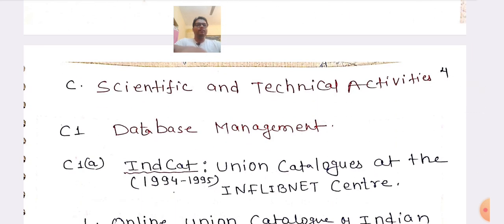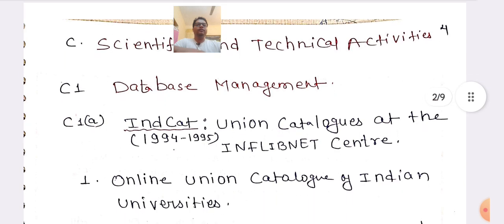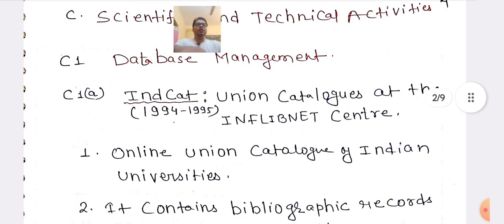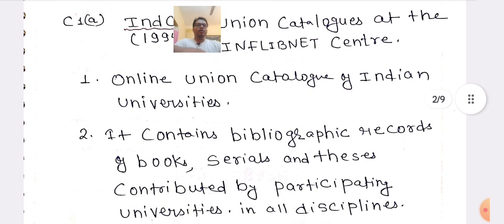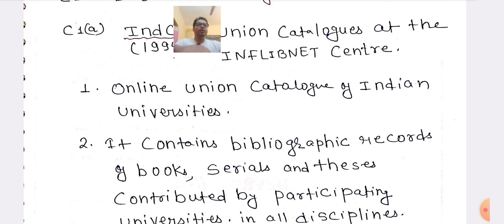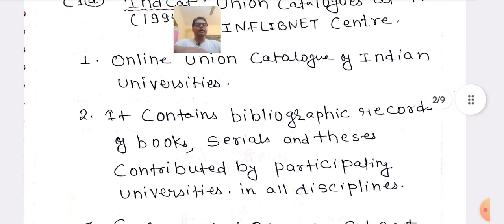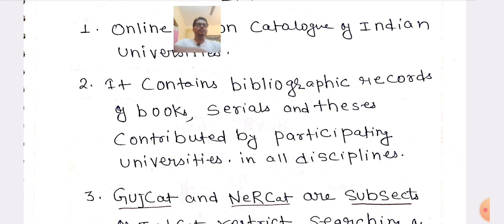Now we have to discuss the scientific and technical activities of INFLIBNET. The first is the database management of INFLIBNET. The first database is INTCAT. This is a Union Catalog, which was established in 1994-1995. INTCAT is the online union catalog of Indian universities. It contains bibliographical records of books, serials, and theses contributed by participating universities in all disciplines.